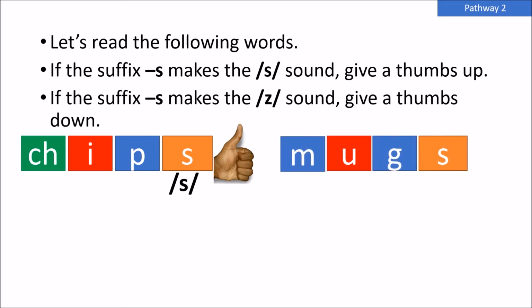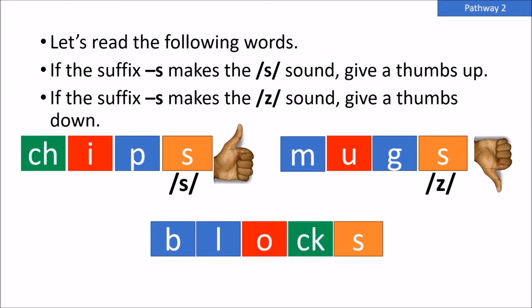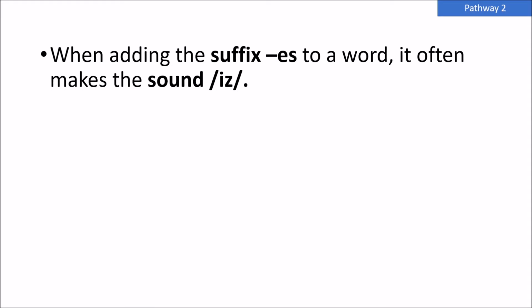The next word is mugs. If you gave a thumbs down, you are correct, because the suffix s makes the z sound in mugs. Our last word is blocks. If you gave a thumbs up, you are correct, because the suffix s in the word blocks makes the s sound.